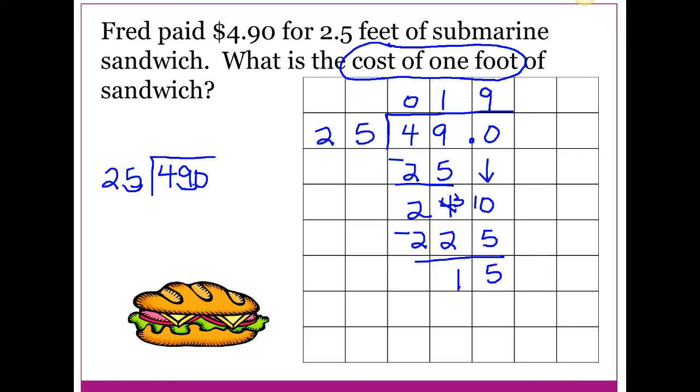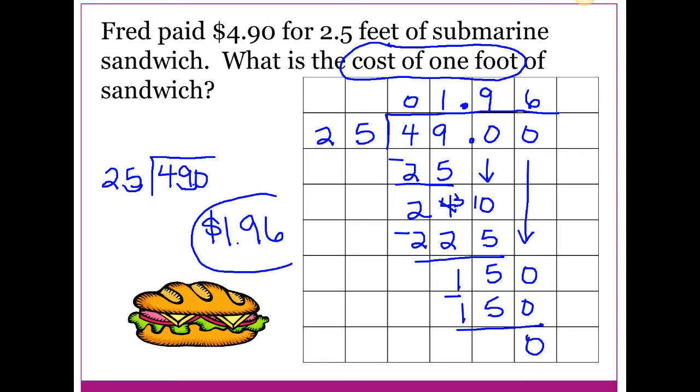I also know that when I'm working with decimals, I can't have a remainder. So in order to finish the problem, I need to add another 0. $1.50 would be 6 quarters. And 6 times 25 is 150. Now when I subtract, I have a remainder of 0. I can see that Fred paid $1.96 for each foot of his sub sandwich.